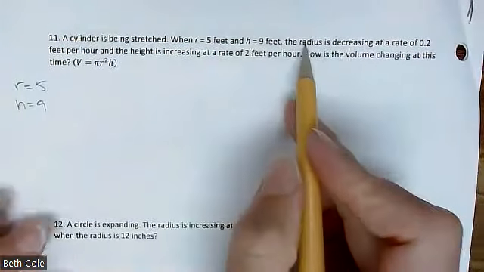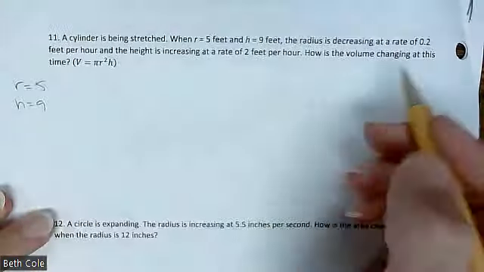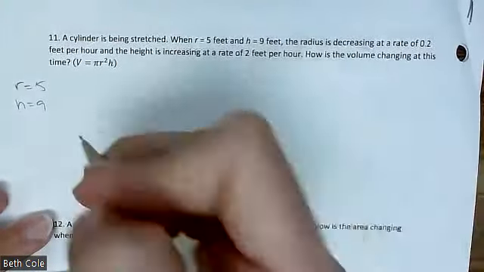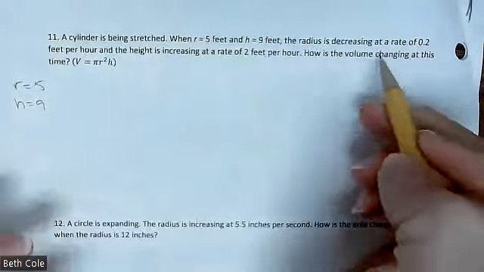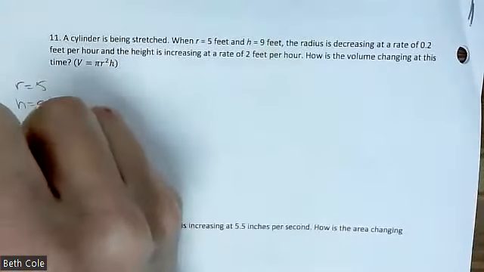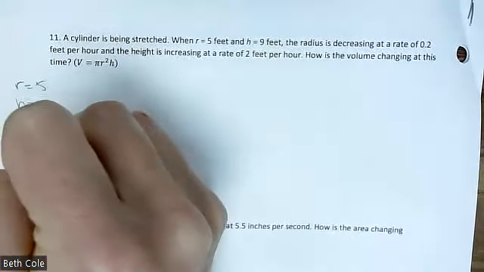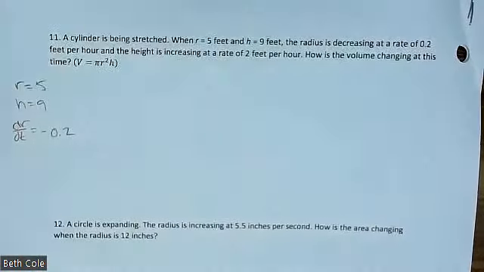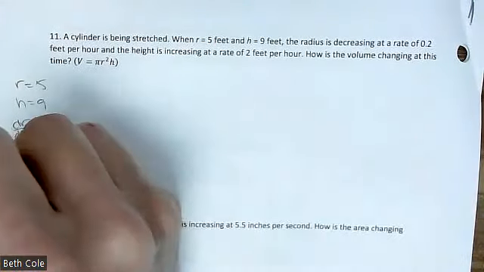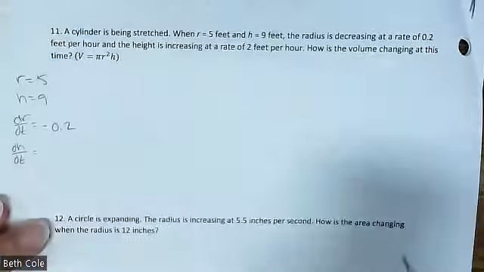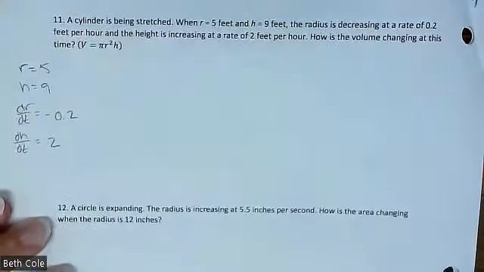Oh, the radius is changing. Radius is decreasing. So how will I label this? It'll be negative and it'll be called dr dt. Perfect. You guys are getting really good at labeling stuff. Negative 0.2 feet per hour. The height is increasing. So dH dt is positive 2 feet per hour.